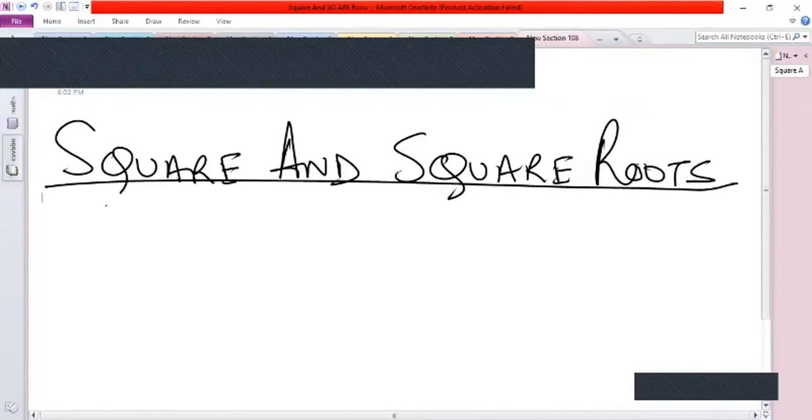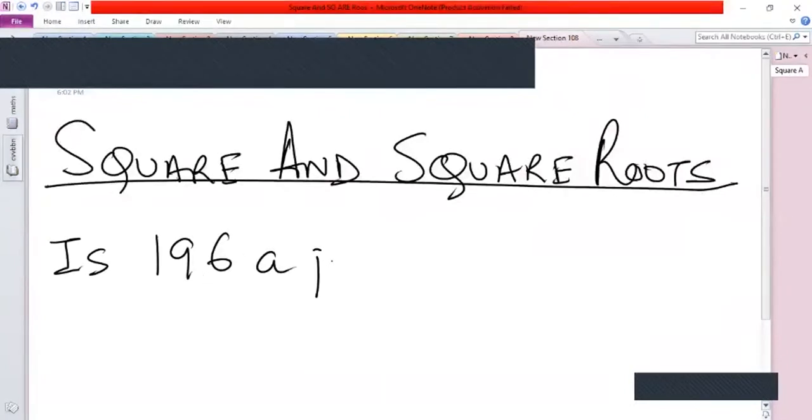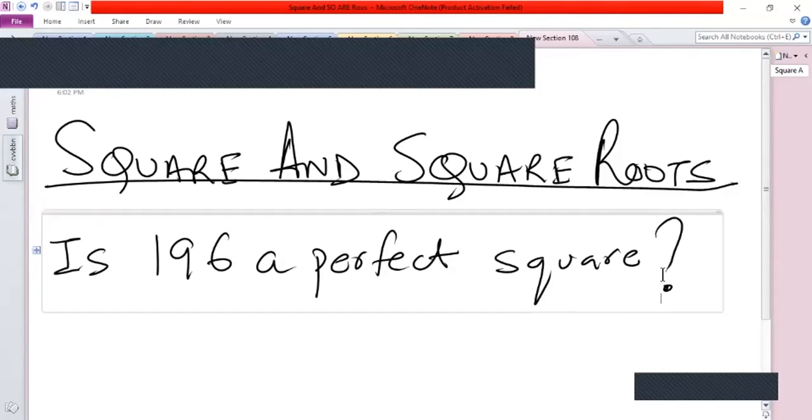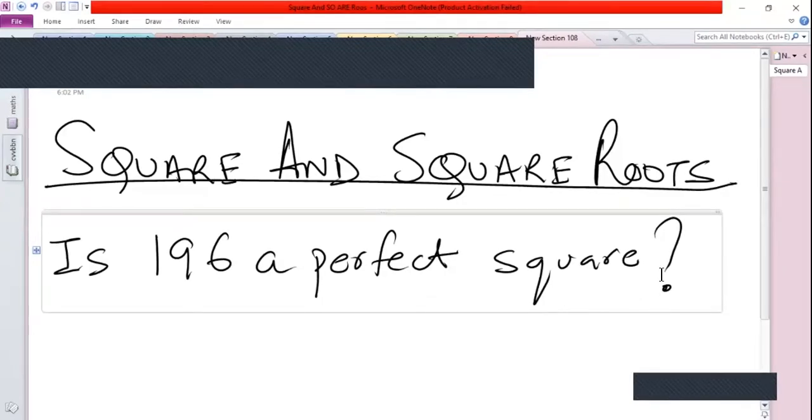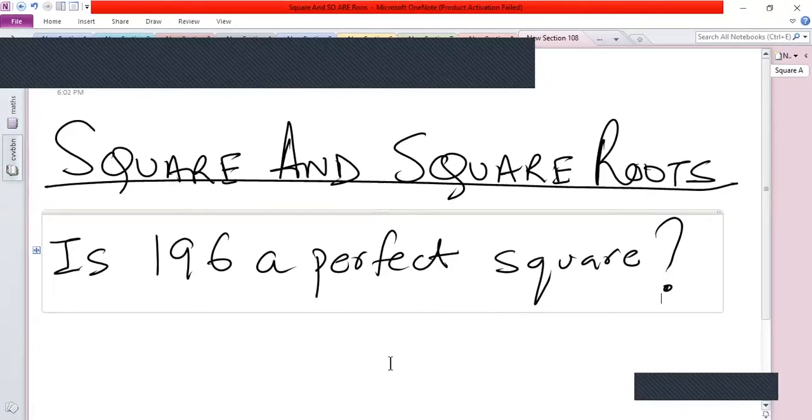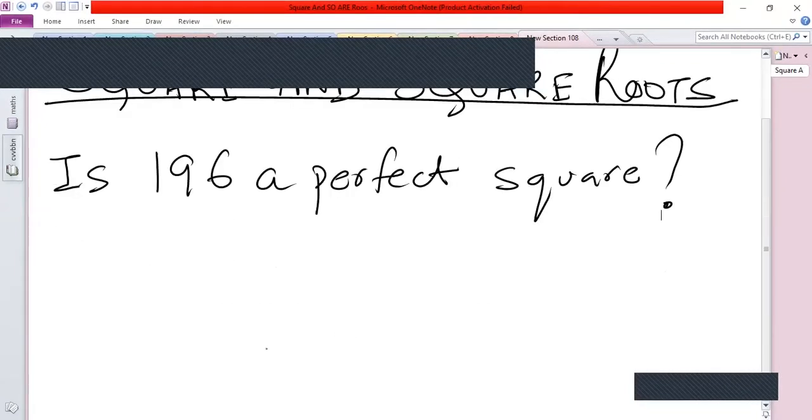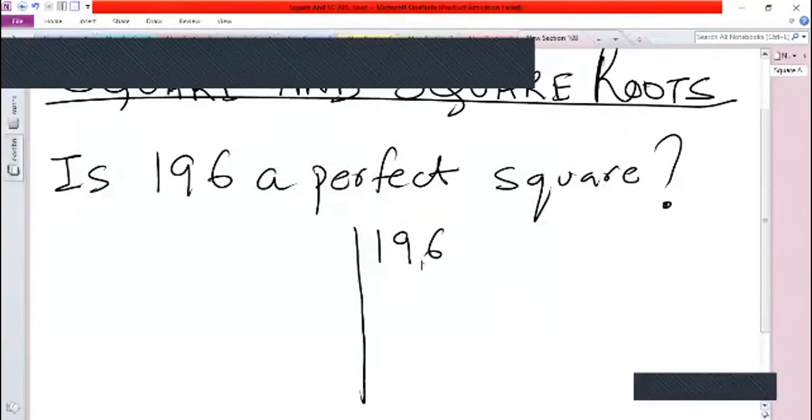For example, I'm starting with a very simple thing. If I need to check whether 196 is a perfect square, how am I going to check it? In your primary classes, you must have done the LCM method, the lowest common multiple. Yes, ma'am, we have. So I can do an LCM of that number and check whether I'm getting perfect pairs or not, right?